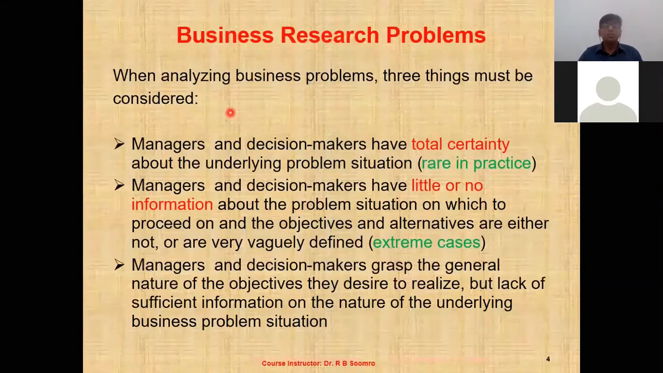Okay, now the basic research problem. When analyzing the research problem, three things must be considered. Three things. What three things? The first is total certainty. So in the business world, total certainty is rare in practice.